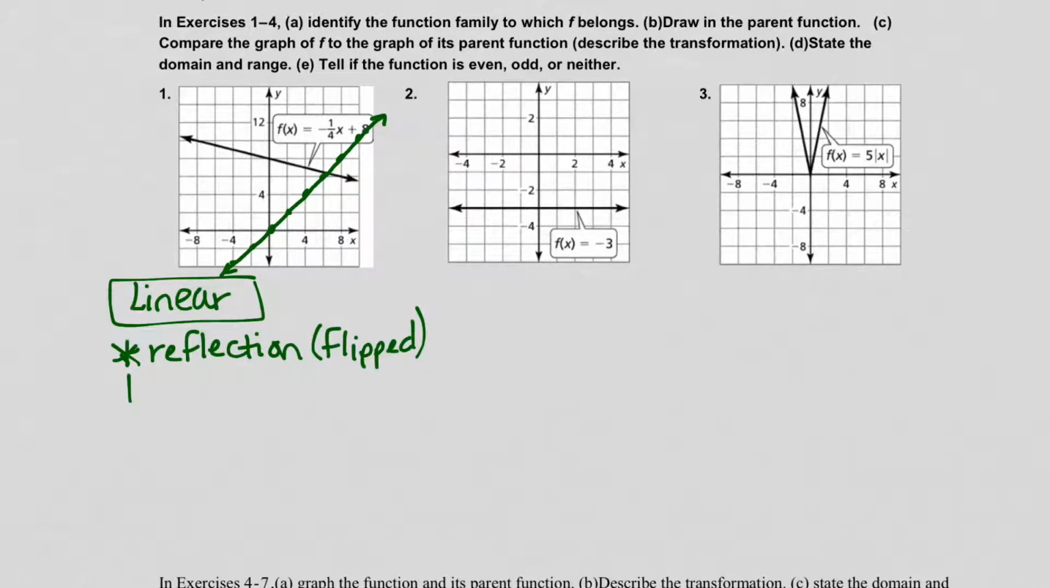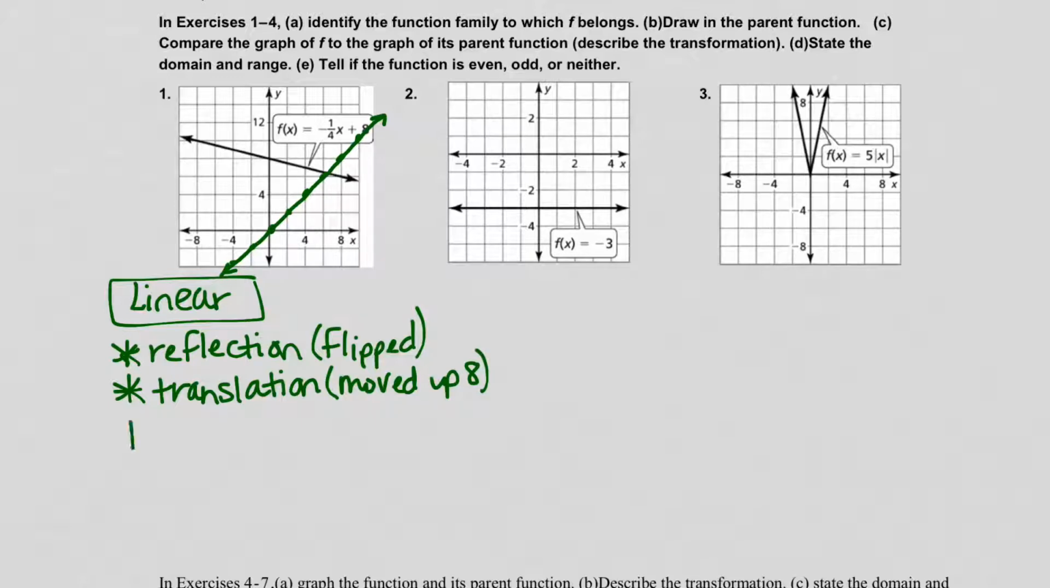Then, if I were just to flip this graph, it's not going to match up exactly. So it also has to have this translation. My parent function goes through (0, 0), but this one actually has a y-intercept of 8. So it's going to translate up 8. So it moved up 8.